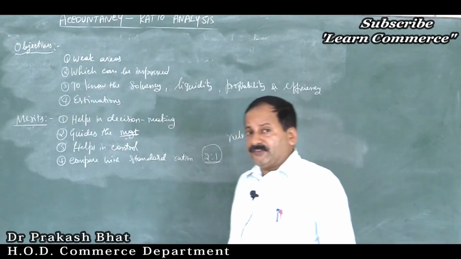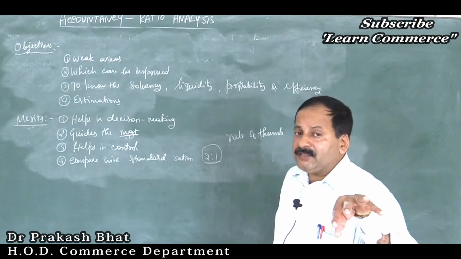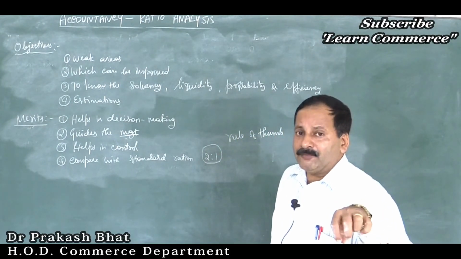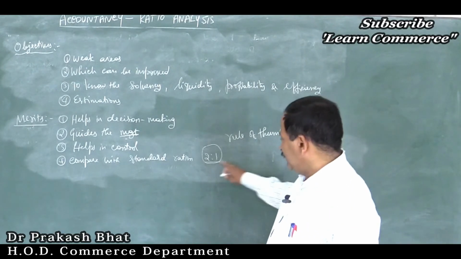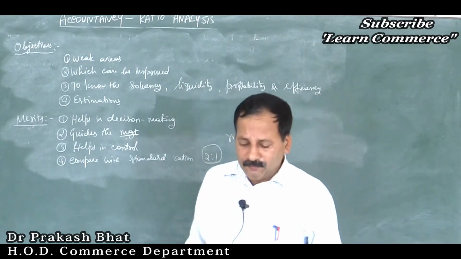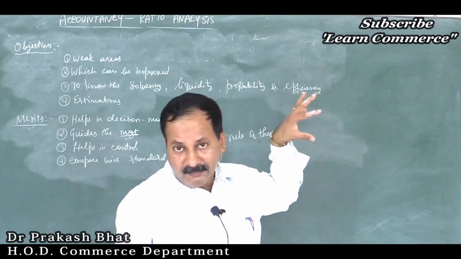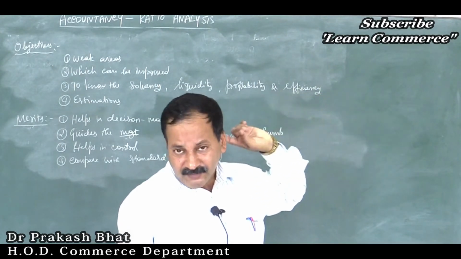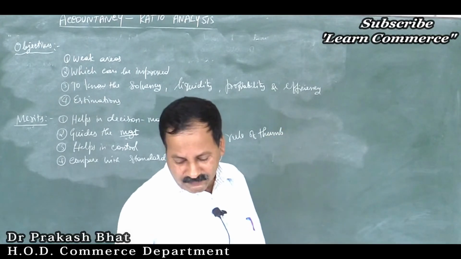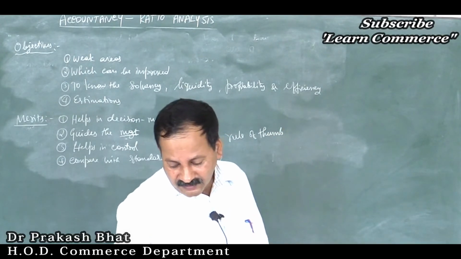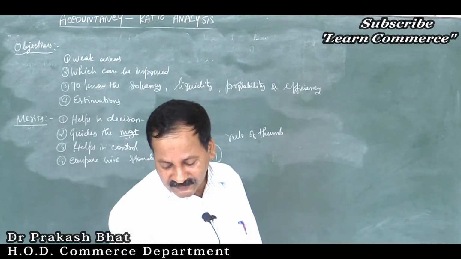If it is a manufacturing concern, you will not get money every day. It takes time to sell the goods, isn't it? In that case, you must have at least a 2:1 ratio. That is a rule of thumb, which is the standard ratio, the industrial norm. So this is another advantage of ratio analysis.